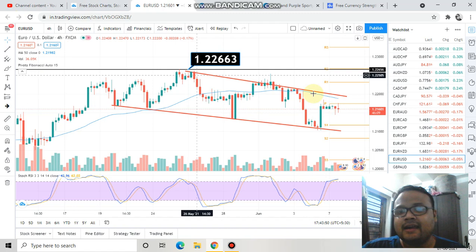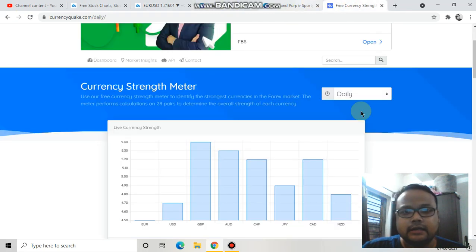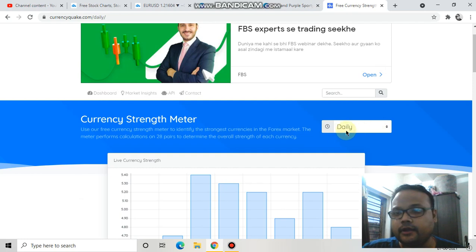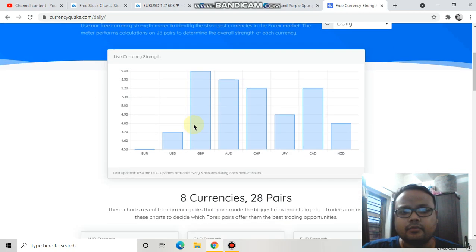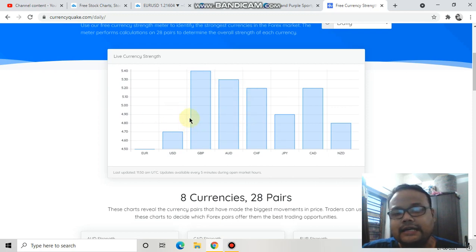One thing I would like to show you is the currency meter. This is the currency meter for the daily chart. You can see that almost all the currencies like GBP, CHF, CAD, all are very strong. But just look at the euro. Euro is flat. Euro does not have the strength. And if you look at USD also, USD is not that strong in comparison to other currencies. As a result, Euro USD is not having much direction or volatility right now. If one currency were strong enough, then we would have direction.